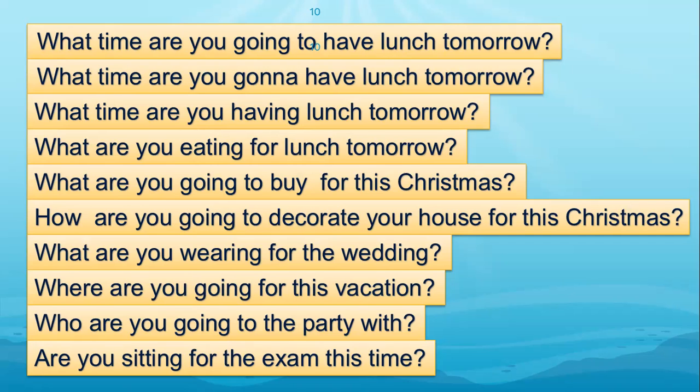Are you having a booster vaccine? What time are you going to have dinner tomorrow? What are you going to buy for this festival?